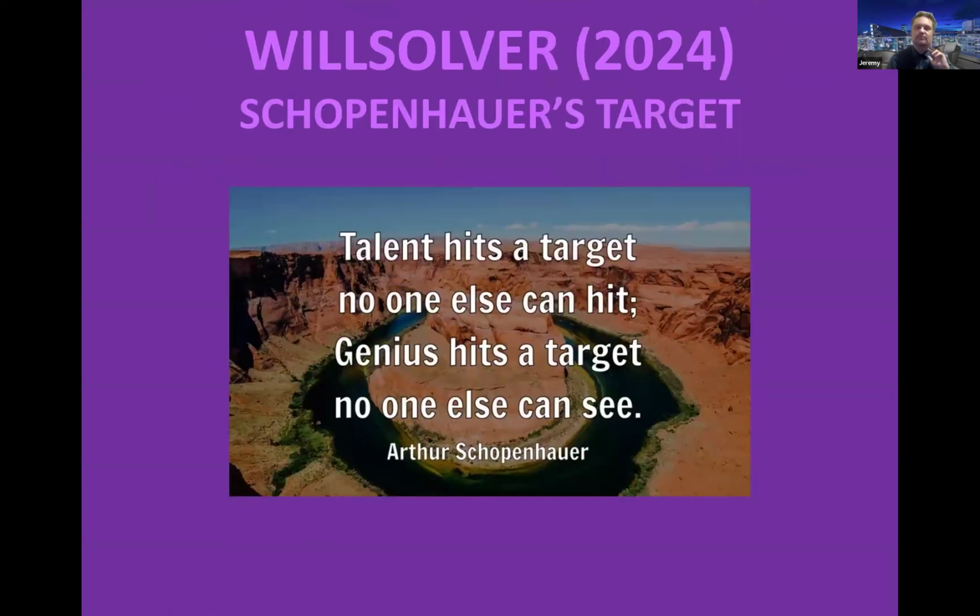Okay. Now, the other thing I'm working on now is similar to that. I'm just calling it Will Solver, this current algorithm. But I like the idea of applying philosophy and seeing these as engineering problems, right? I don't know if people are meant to see these as engineering problems, but let's just think, for example, what's the difference between talent versus genius? According to Schopenhauer, again, this is in English, not in his original German. I'm sure it's much better in German. But he said, talent hits a target no one else can hit. Genius hits a target no one else can see.